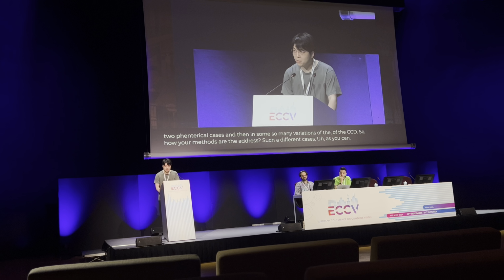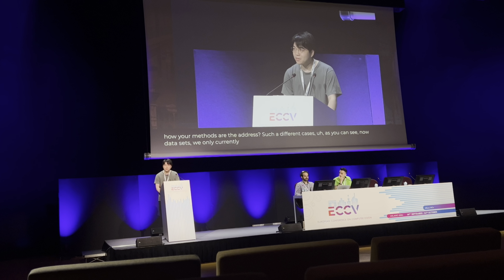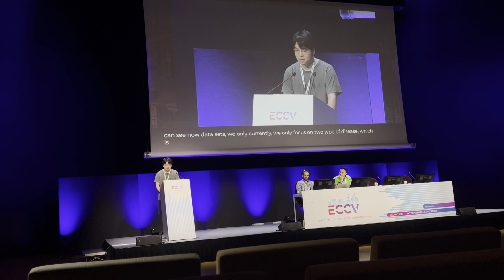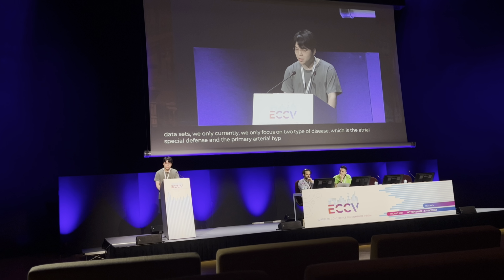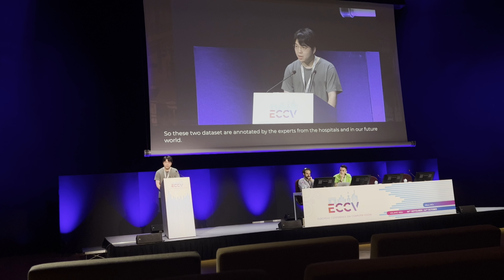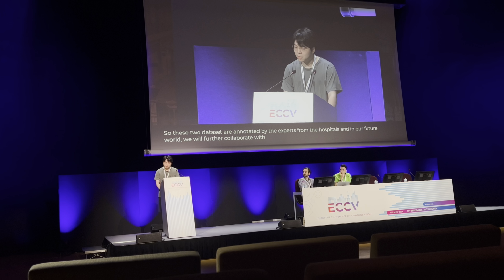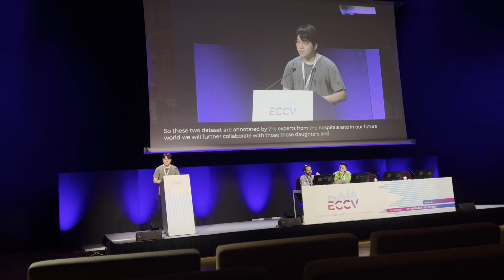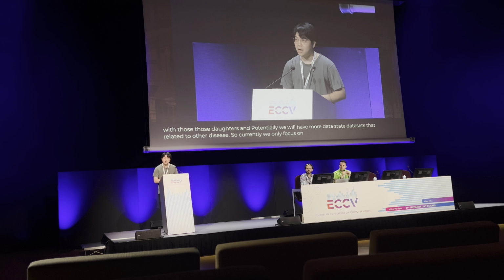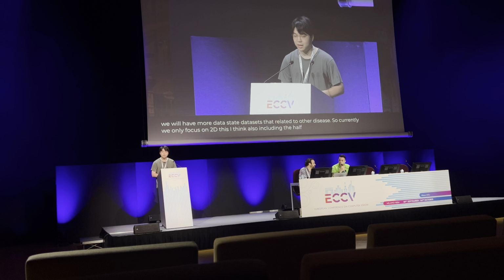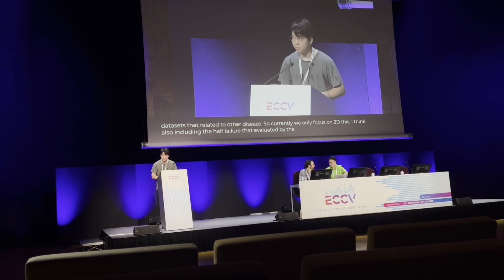As you can see in our dataset, we only focus on two types of disease, which are atrial septal defect and pulmonary arterial hypertension. These two datasets are annotated by experts from the hospitals. In our future work, we will further collaborate with those doctors, and potentially we will have more datasets related to other diseases. Currently we only focus on two diseases, also including heart failure evaluated by the ejection fraction.